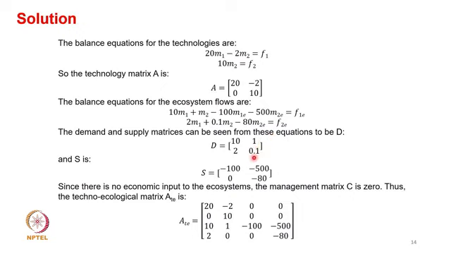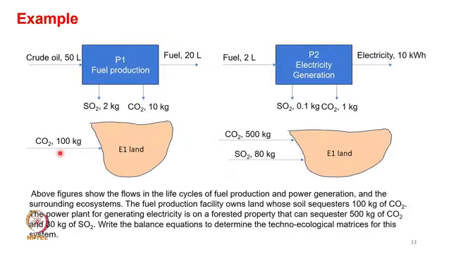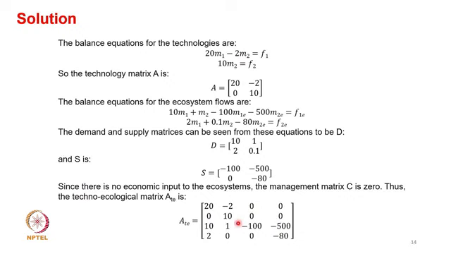Now we can integrate the S matrix. It would be 100, minus 100, minus 500 and 0 and minus 80. So now how to integrate all of them together? It would be like a nice block matrix system. Since there is no economic input to the ecosystems, the matrix C, which is recorded here, is 0. So there is no economic input to the ecosystem. This is 0, so that would be like 0 0 0 0. Thus the technological matrix A_TE is of this large structure.